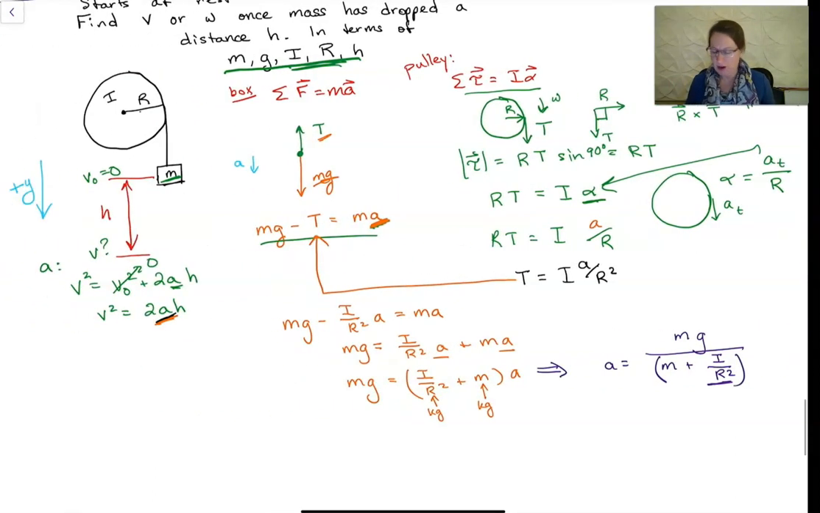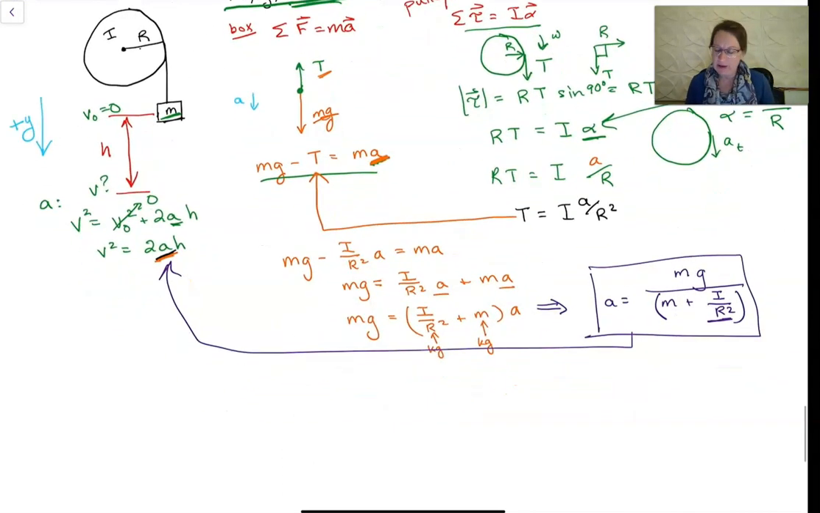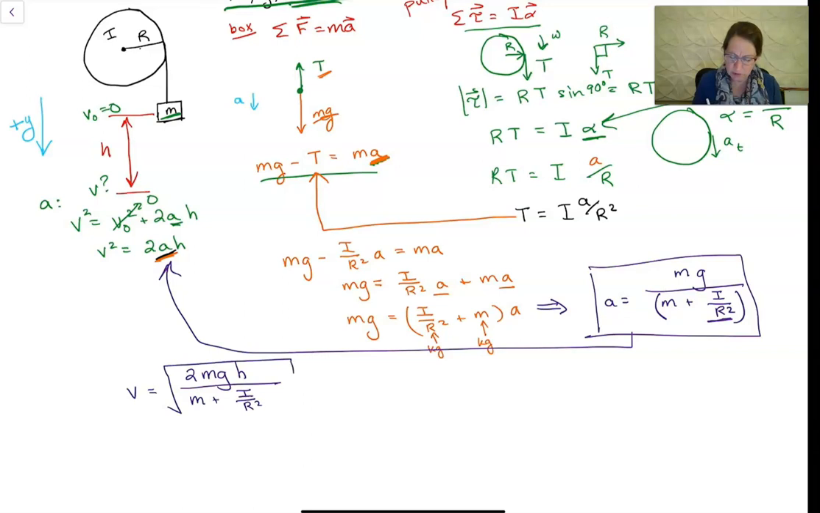Okay, after all is said and done, we really just need to stick this a into this equation, and then that gives us our v. So altogether, this is a really messy equation, but if you had the numbers, it would be pretty easy to plug everything in. I've got v is equal to the square root of 2mgh over m plus I over r squared. So that's my speed. Okay, so that's using torque. So that's a little involved.